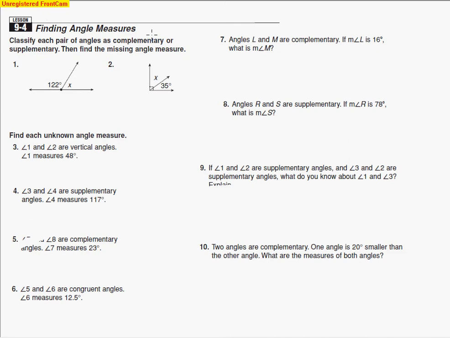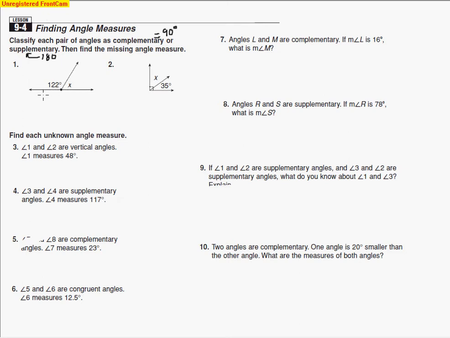Complementary angles add to 90 degrees, so they equal 90 degrees. Two angles that add to make 90 are complementary. Angles that add to make 180 degrees are called supplementary angles. So what we want to do is find the missing angle that makes this supplementary, because it's a straight line here.